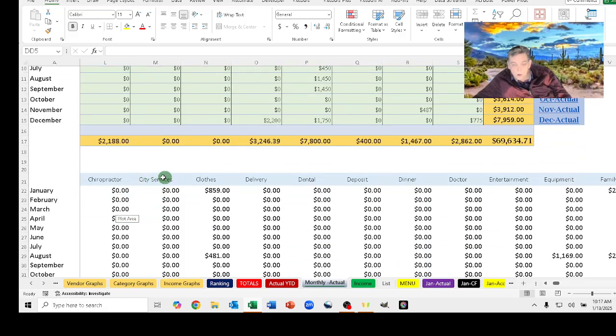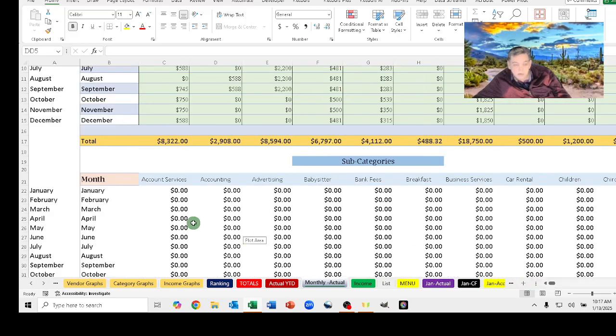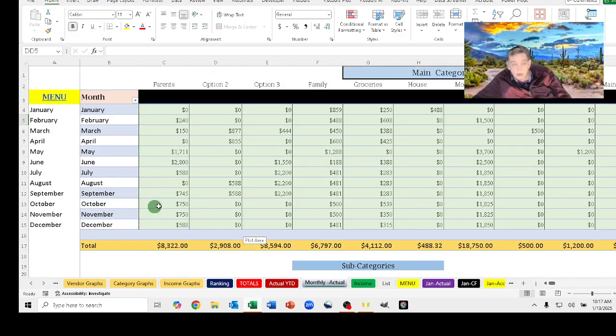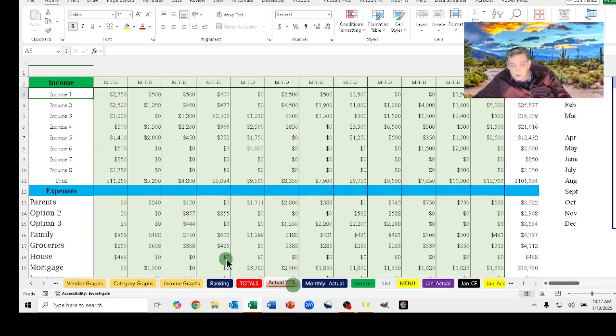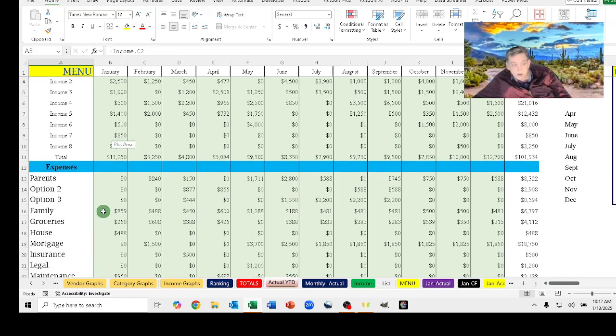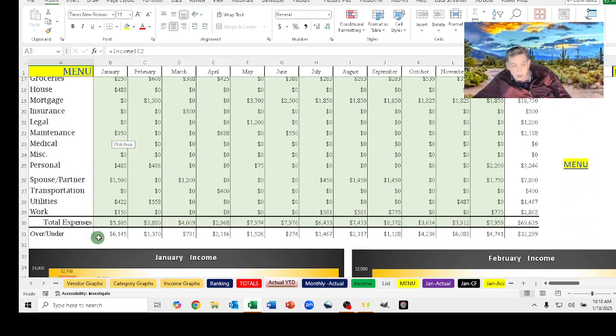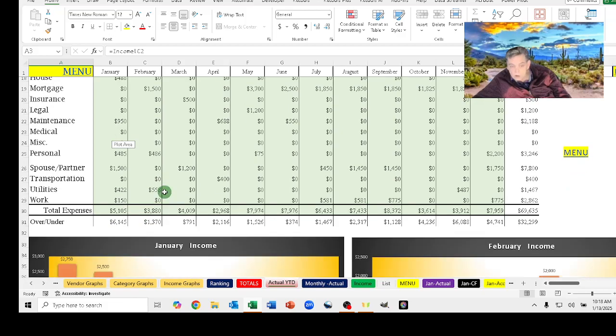The one below here, the subcategory one, again, you don't have to do anything on this. This is a computation page for the graph you're going to see in a minute. So that's that one. Then you got your actual, which just keeps track of the same thing, what your income was for each particular one. And then again, what your totals are, your expenses, and down here at the bottom, it's got your total expenses and what you're over and under for each month.